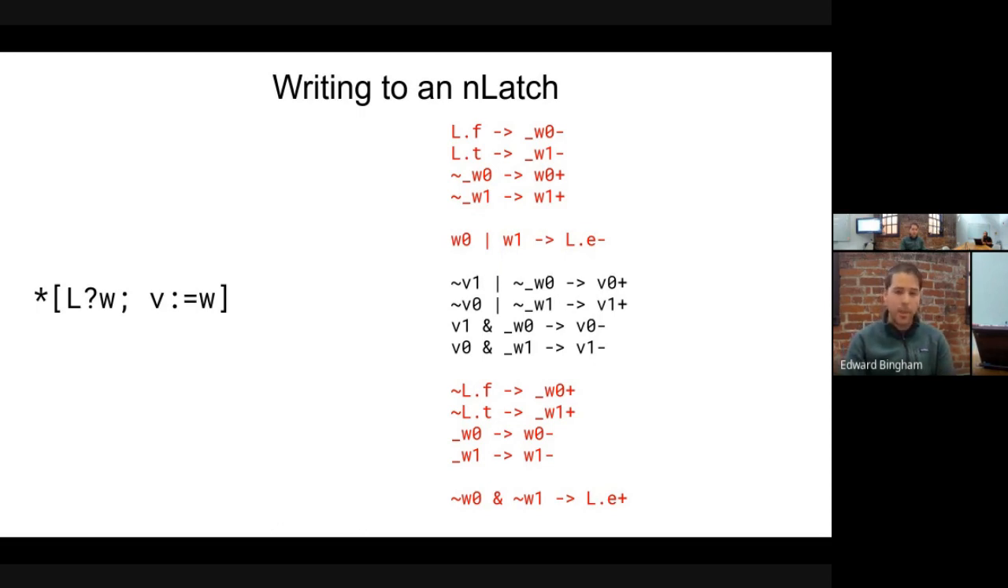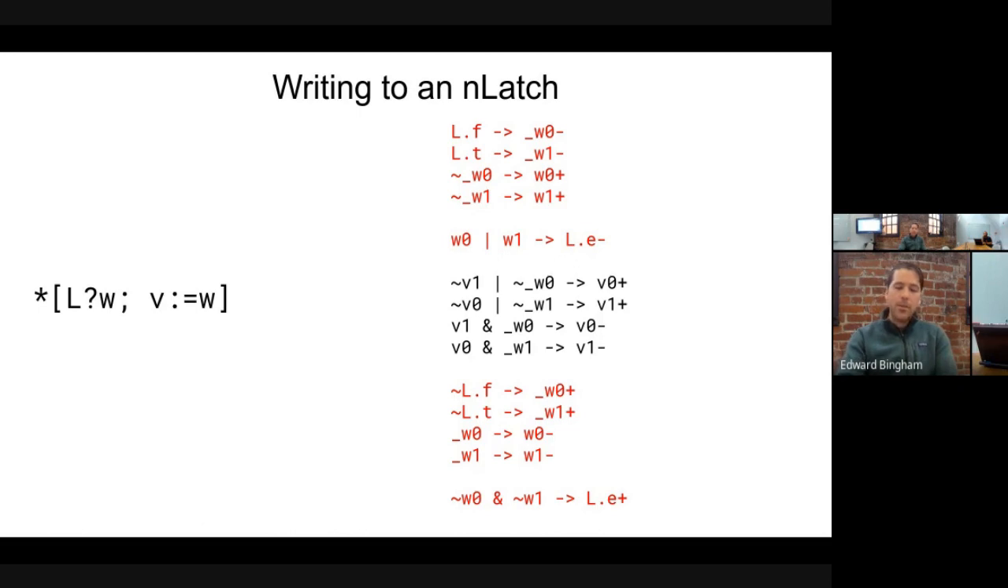It's also a stable handshake by itself. W0 and W1 are checked, those rails are checked for validity by the downgoing rule on LE, and the upgoing rule on LE checks neutrality. And so the production rules in red currently implement a sync, a one-bit sync. And it has a few extra inverters than you would actually need for a one-bit sync, but that's just to make our integration of this nlatch easier.